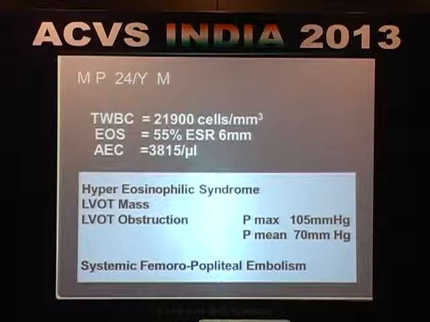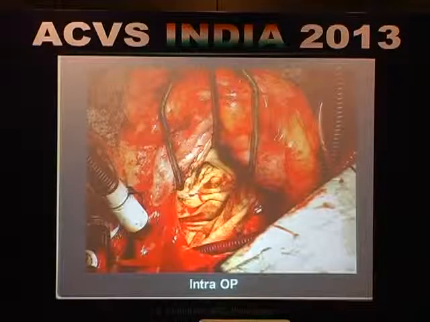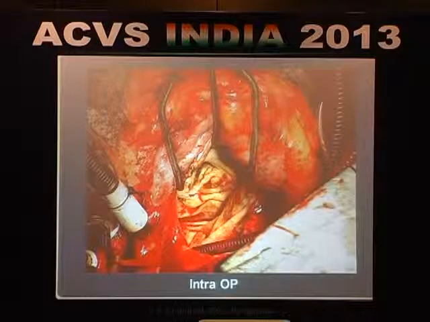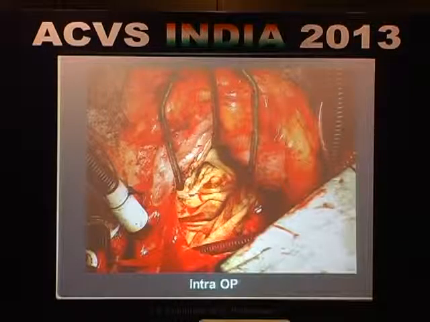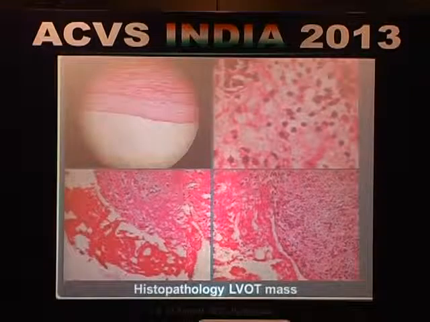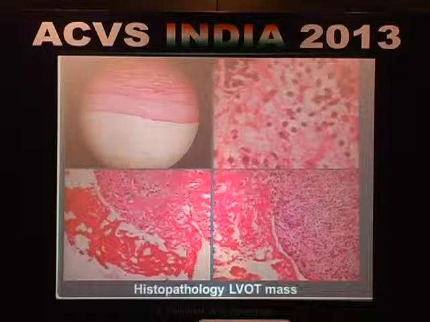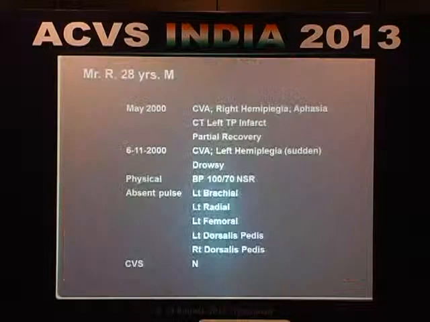I don't want to go into so many details, but it is enough to know that a hypereosinophilic syndrome may in fact be the etiology for so much of cardiovascular and systemic vascular and cerebrovascular manifestation. This patient had a LVOT gradient of more than 100 on Doppler echocardiography. He was operated. This was an intraoperative picture. You can see the mass here. A histopathology was done. It has shown RBC and eosinophils and a lot of fibrous tissue.